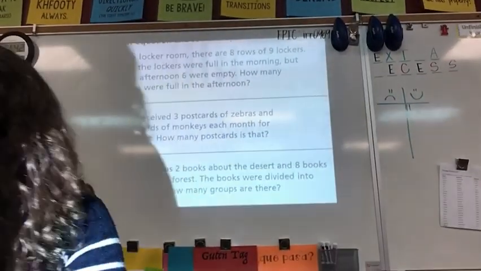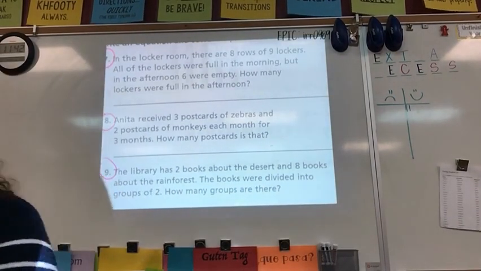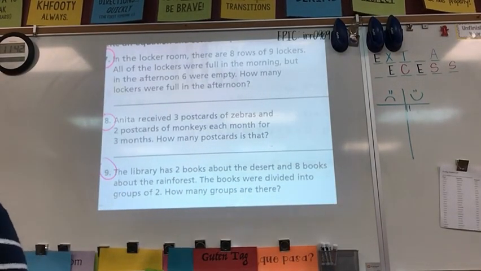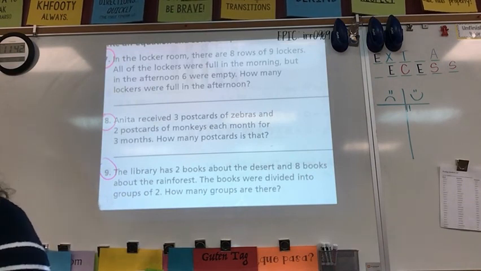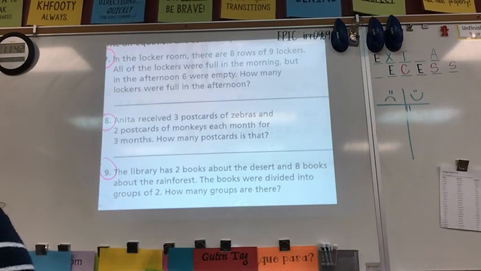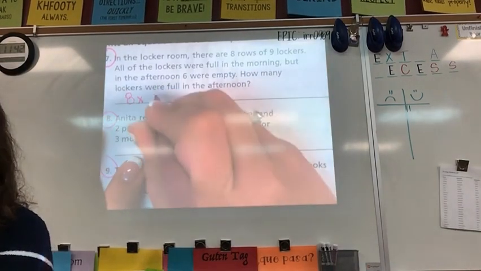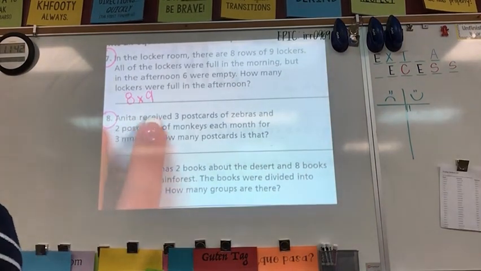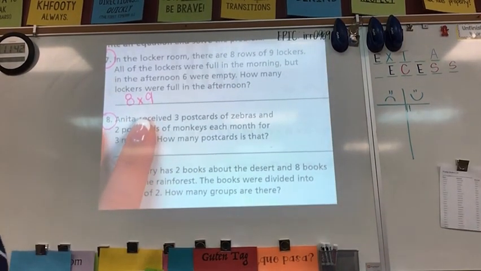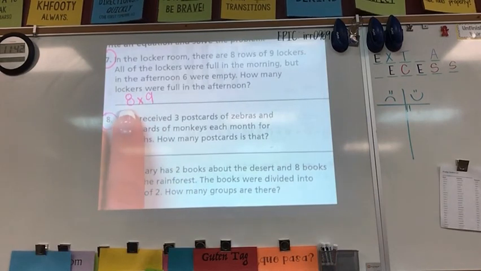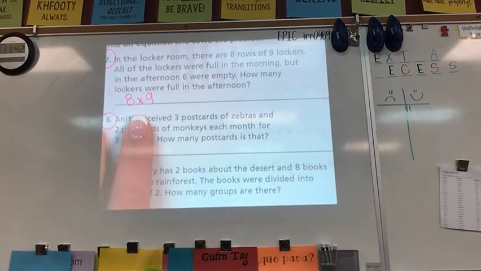We are on numero 7. In the locker room, there are 8 rows of 9 lockers. Gunnar, how would I represent 8 rows of 9? So the 8. Equation-wise, 8 times 9. Bingo. 8 rows of 9 lockers. That tells me how many lockers I have. 8 times 9. They were full in the morning, so we would have had 72 all full. But in the afternoon, 6 were empty.